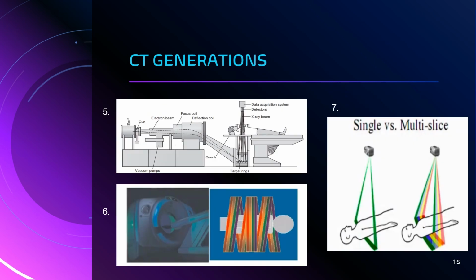Then came the fifth generation, introducing helical or spiral scanning. This continuous motion allowed for quick scans and improved image reconstruction. In the sixth generation, we saw the integration of multi-slice technology, enabling the acquisition of multiple slices in a single rotation. Finally, the seventh generation, characterized by iterative reconstruction techniques and advanced software aimed at reducing radiation dose while maintaining image quality.